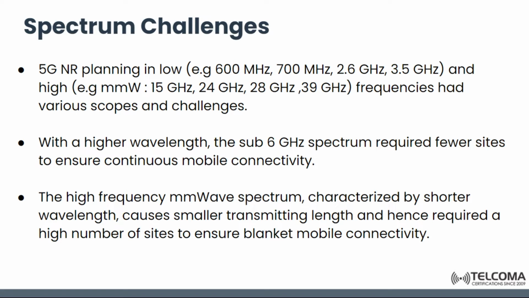5G new radio planning in low bands like 600 MHz, 700 MHz, 2.6 GHz, 3.5 GHz and high bands. High bands include millimeter wave frequencies like 15 GHz, 24 GHz, 28 GHz, 39 GHz. They have various scopes and challenges. With a higher wavelength, the sub 6 GHz spectrum requires fewer sites to ensure continuous mobile connectivity. The high frequency millimeter wave spectrum, which is characterized by a shorter wavelength, causes a small transmitting length and hence requires a high number of sites to ensure blanket mobile connectivity.